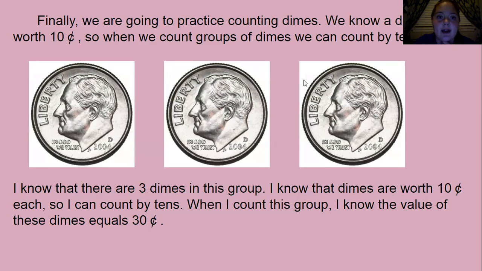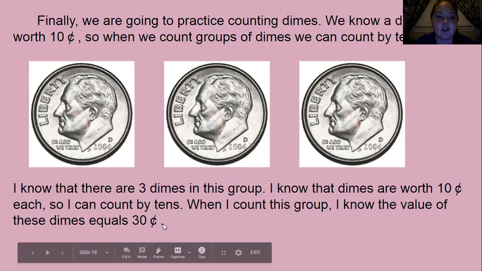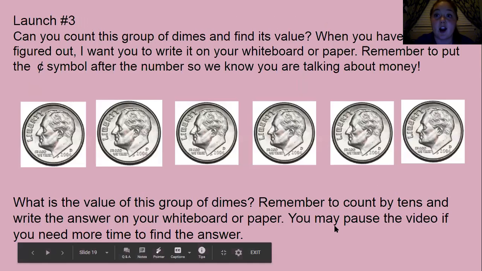I'm going to count the group now. 10, 20, 30. When I count this group of dimes, I find that the value of the group is 30 cents. And when we write 30 cents, it looks like this, the 30 with the cent symbol after it. Are you ready to practice counting dimes?